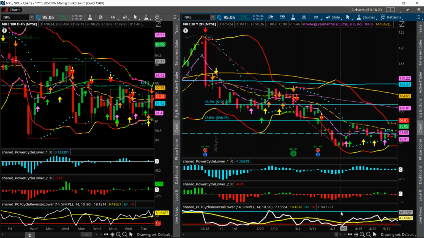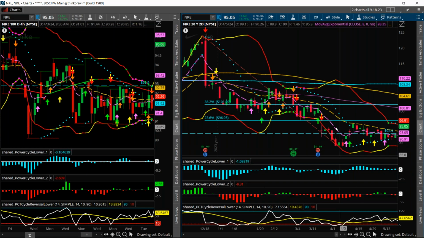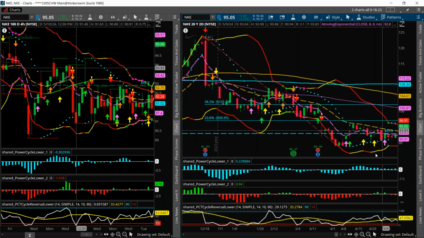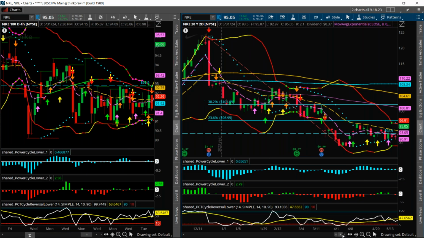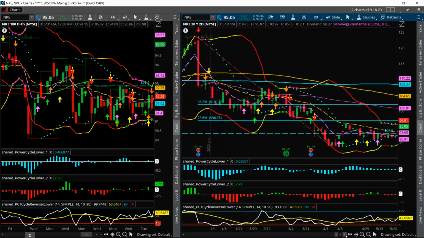You can see we had a cycle reversal here. Cycle one goes positive, but two is still negative, so it's still chopping. See that? We start getting, still chopping around.